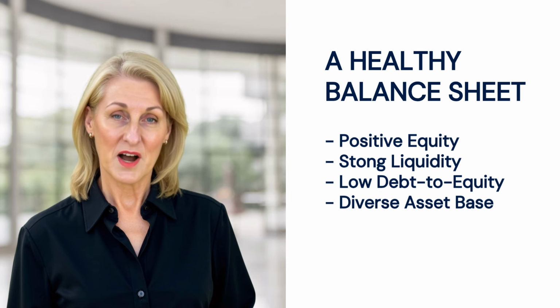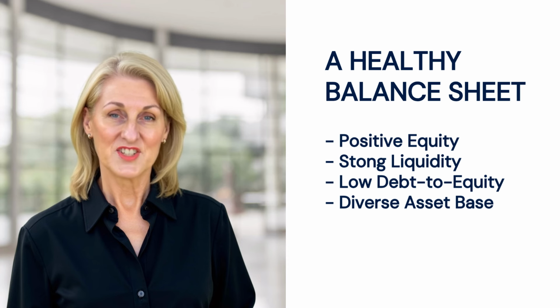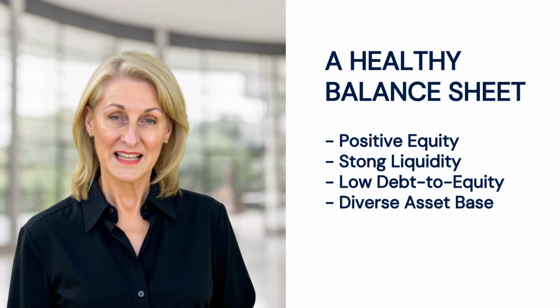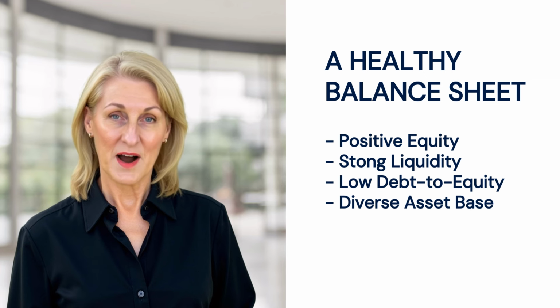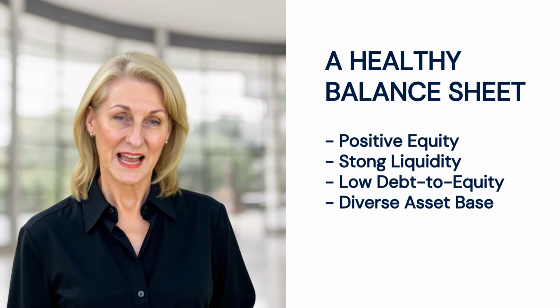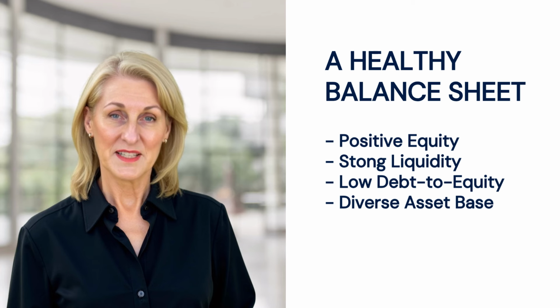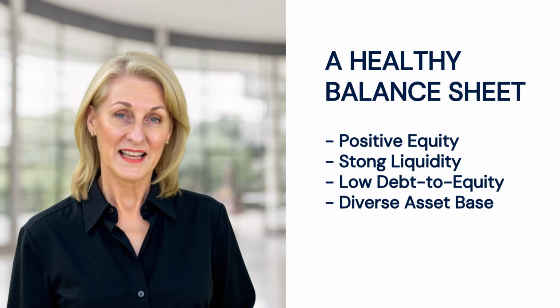2. Strong liquidity. Current assets should exceed current liabilities, and this ensures your business can cover short-term obligations. A healthy current ratio is typically around 2 to 1. For instance, if you have $30,000 in current assets versus $4,000 in current liabilities, your current ratio is 7.5 to 1 and is very healthy.